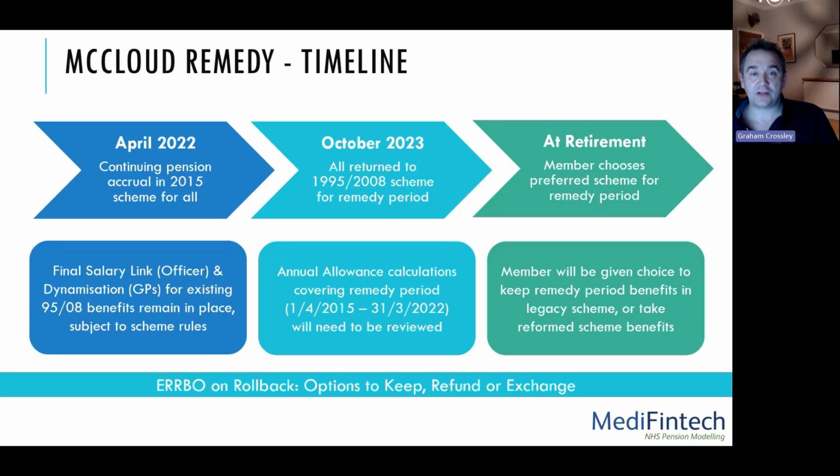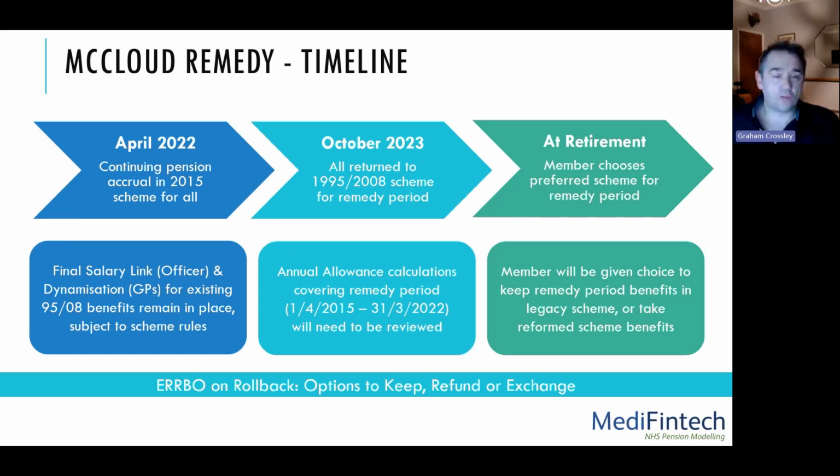And then your pension choice, the McCloud choice, will be at retirement. And the choice will be, do you want to leave those benefits where they are in the legacy scheme, or would you want to move them into the 2015 scheme? And this applies to those people who never went into the 2015 scheme anyway, because they had that transitional protection.